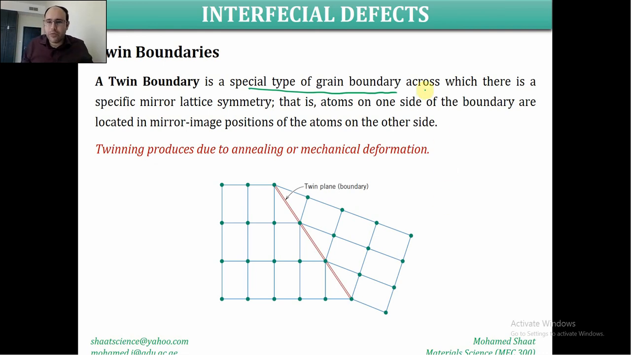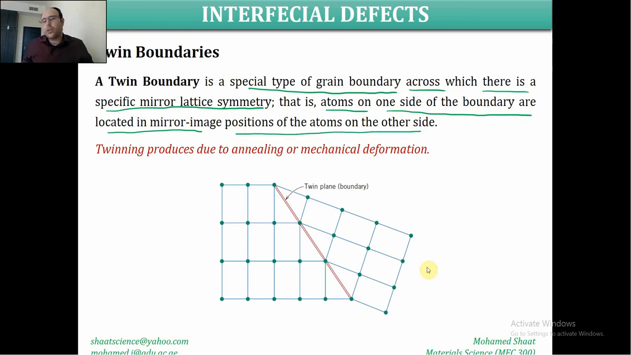So it is a special type of grain boundary across which there is a special mirror lattice symmetry, that is, atoms on one side of the boundary are located in mirror image positions of the atoms on the other side. This is like when you have two twins, so that's why we get the name twinning, or the twin boundary. Twinning boundary means that you have two grains, and there is no misorientation between them.